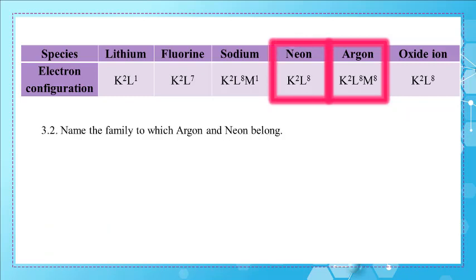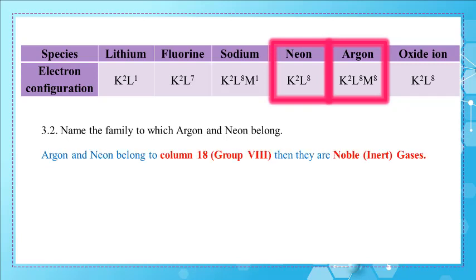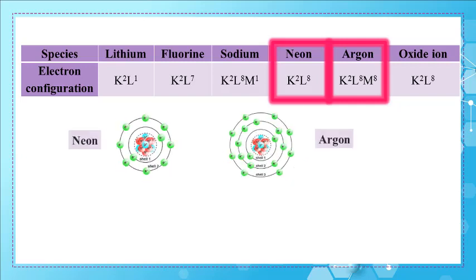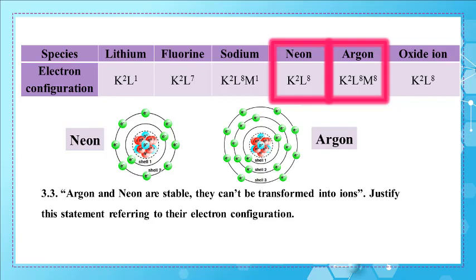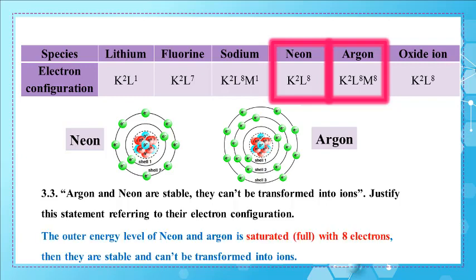Name the family to which argon and neon belong. Argon and neon belong to column 18, group 8, then they are noble or inert gases. Argon and neon are stable. They cannot be transformed into ions. Justify this statement referring to their electron configuration. From the two diagrams, we notice that the outer energy level of neon and argon is saturated. It means that they are full with 8 electrons. Then they are stable and cannot be transformed into ions.